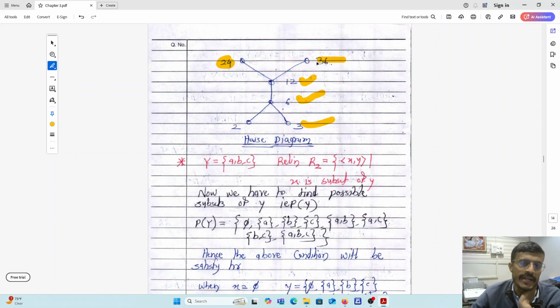And 24 is separated, and vice versa for 36 and 24. So that is the Hasse diagram for the given example. So how many nodes are there? 1, 2, 3, 4, 5, 6. Total 6 nodes are there, and number of edges are 1, 2, 3, 4, 5. So 5 edges and 6 nodes are present in the given Hasse diagram.